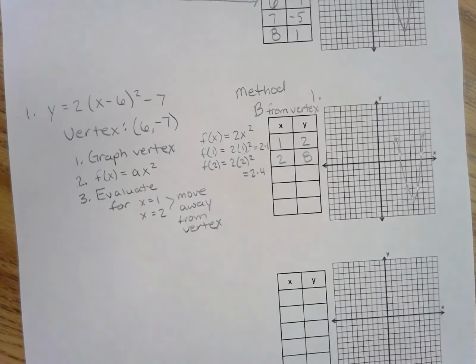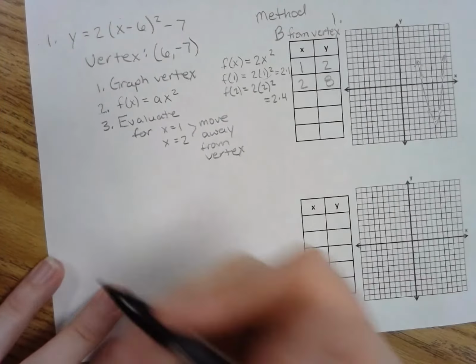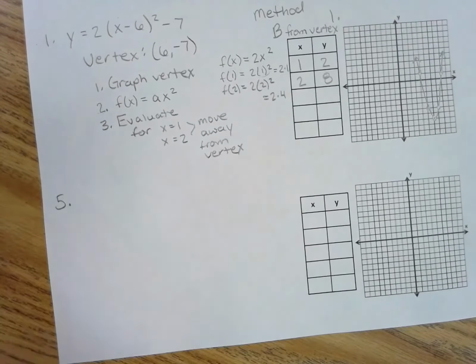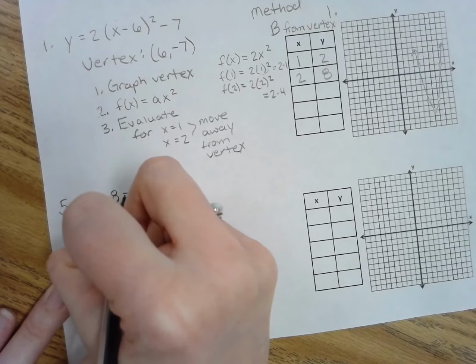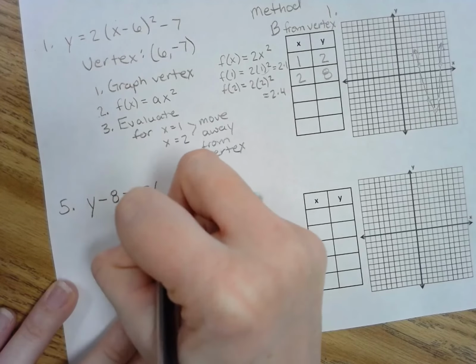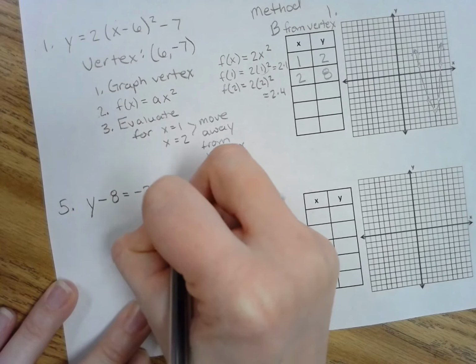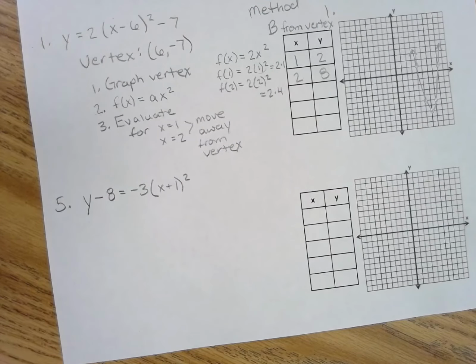Let's look at another example. We're now going to call this example 5, because we're not going to go back and look at any of our other problems. So number 5 here, we have the equation y minus 8 equals negative 3 times x plus 1 quantity squared.